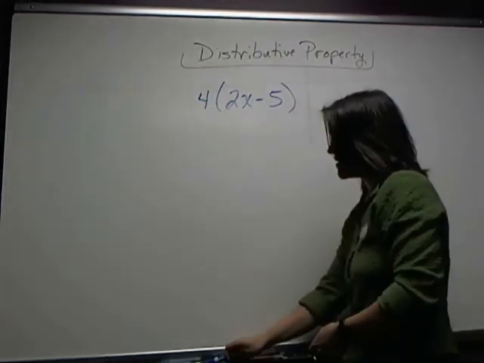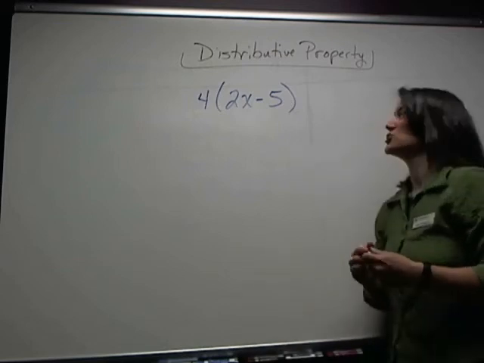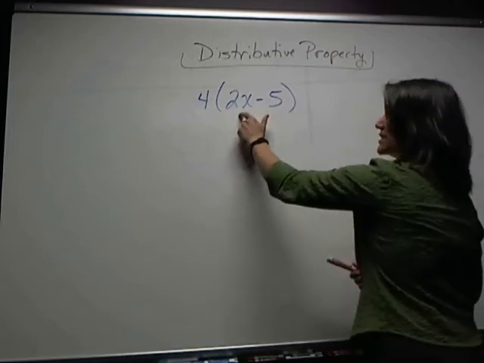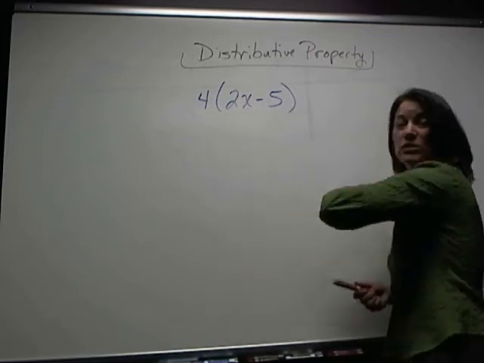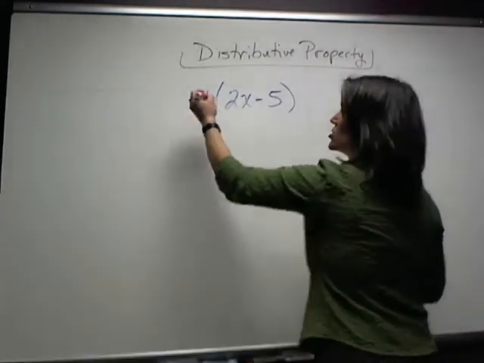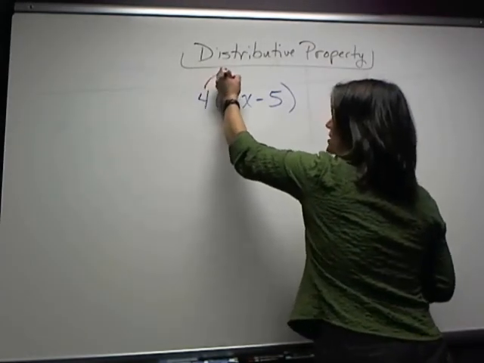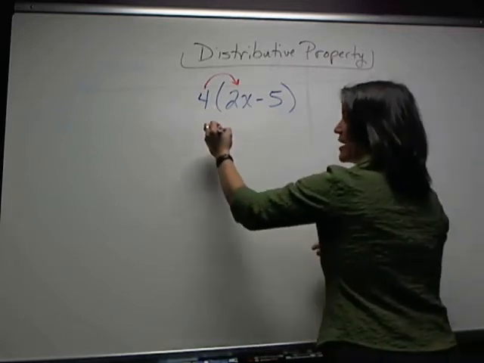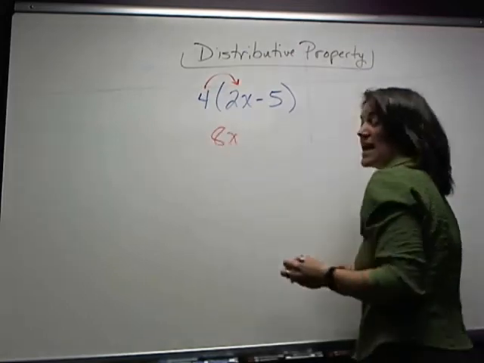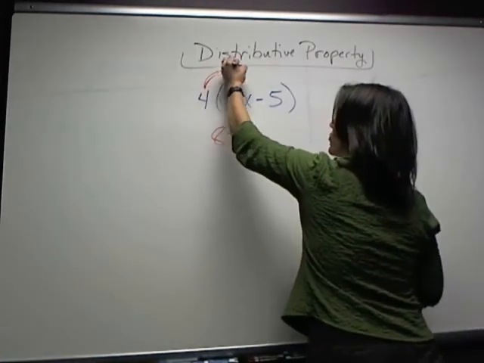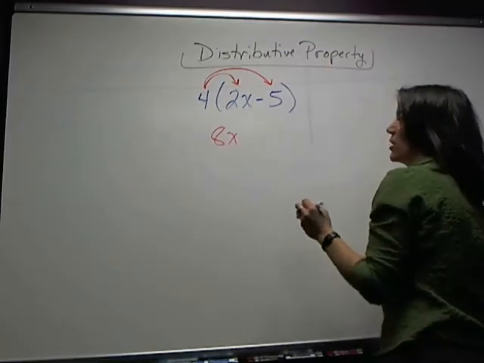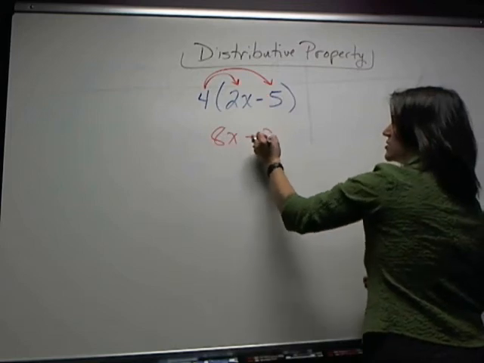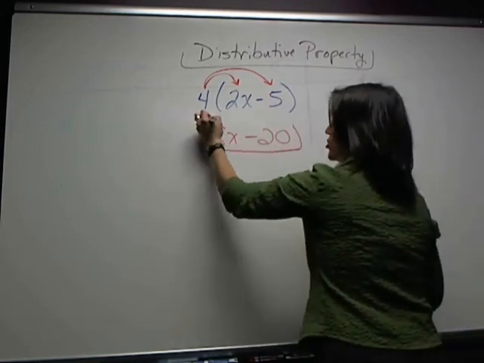Let's do another. 4 times the quantity of 2x minus 5 is how this would be stated. Once again, I cannot simplify what's inside here. This has an x, this one does not. But I can distribute the 4 inside. So I'm going to take the 4 times this first term. Now I can take the 4 times 2, which is 8, and then that result would be taken times the x. And then I take the 4 times the subtracting the 5. So I'm still subtracting. 4 times 5 is 20. That's as far as I can go on that problem.